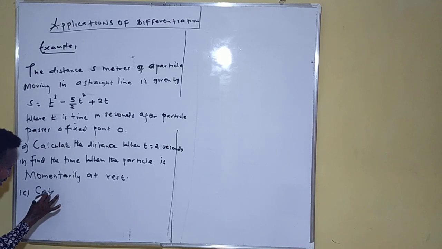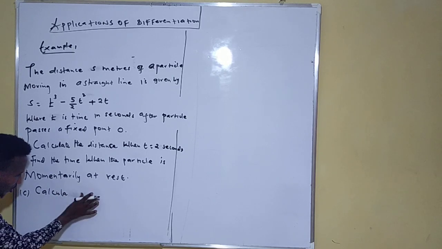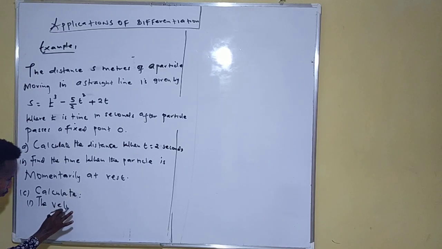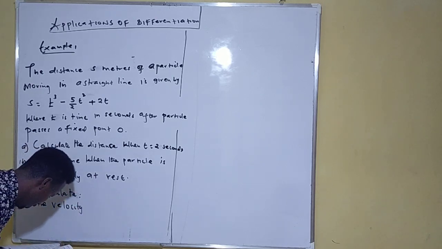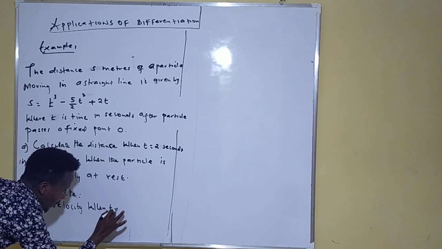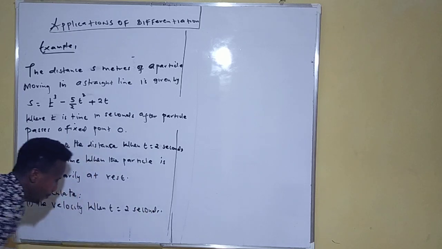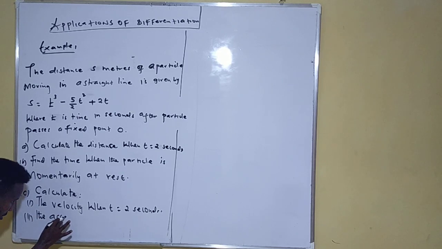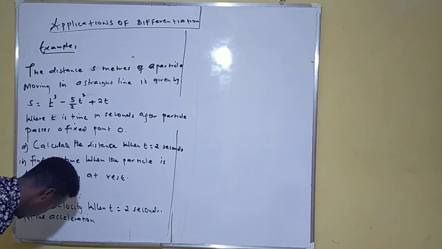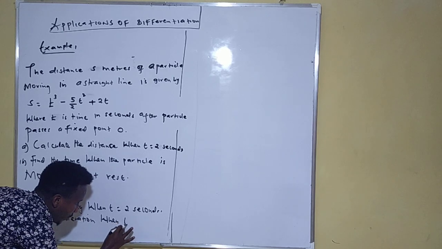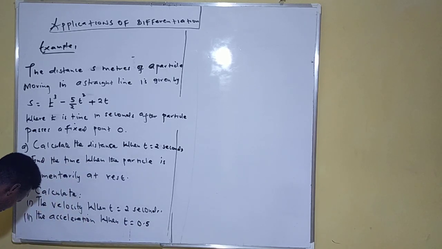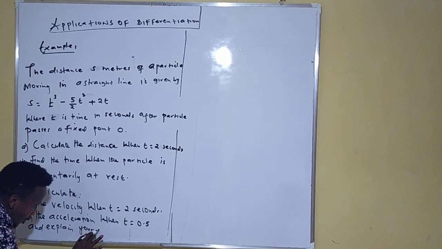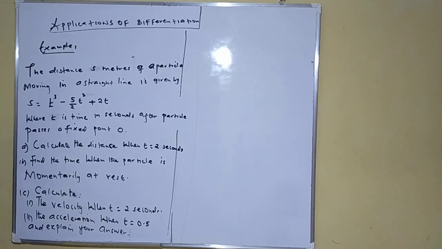Then question C, calculate: Number 1, the velocity when t is equal to 2 seconds. Number 2, the acceleration when t is equal to 0.5, and explain your answer. What is this explanation they're talking about?